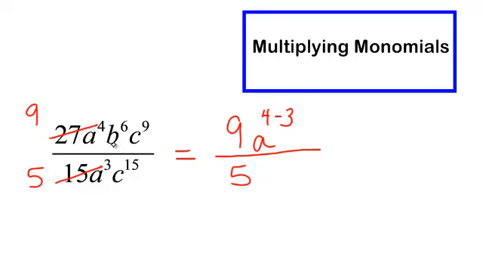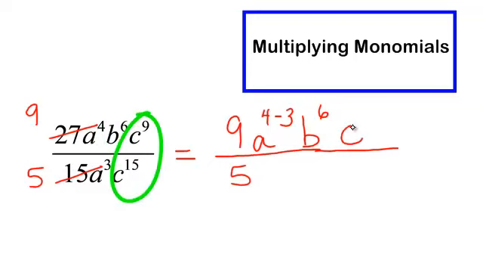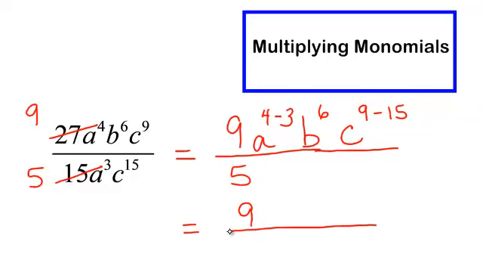Now I only have a b in the numerator. I do not have a b in the denominator. So I will just leave it where it is and not do anything to it. I have a c in the numerator and the denominator. I will take 9 minus 15. I know you might have gone a different route with that. That's okay. So I have 9 over 5.